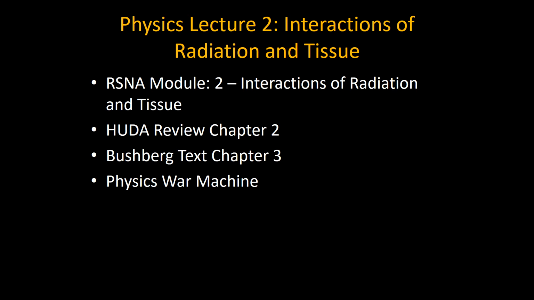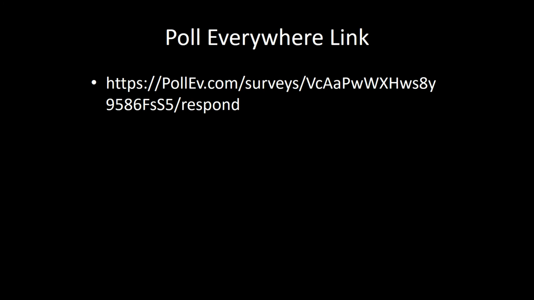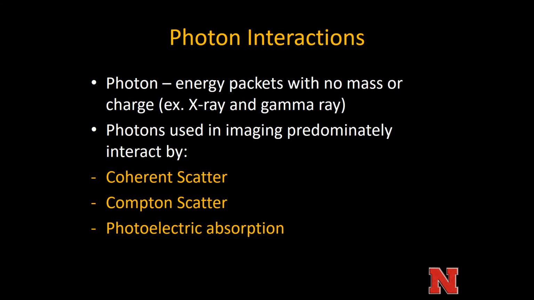We are covering RSNA module number 2, Interactions of Radiation and Tissue. Here are some selected references which you can utilize also. The goals here are just to briefly review anatomic structure, to talk about photon tissue interactions, including coherent Compton scatter and photoelectric absorption, to talk about charged particle interactions, and to talk about photon attenuation and its effects on medical imaging. Here is the Poll Everywhere link, which is also available in the YouTube description to do the questions that accompany this talk.